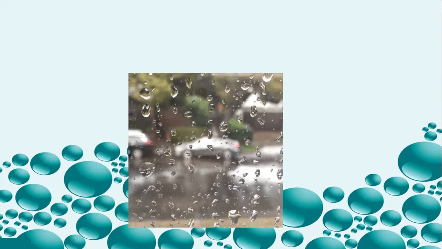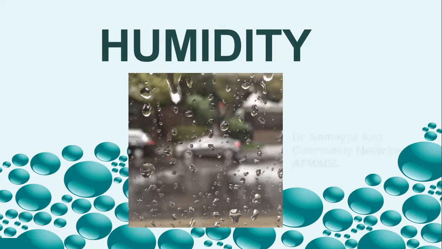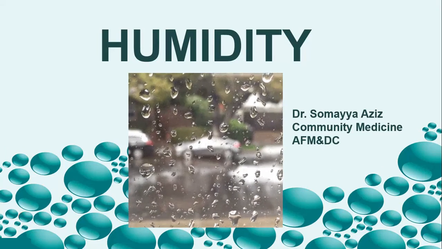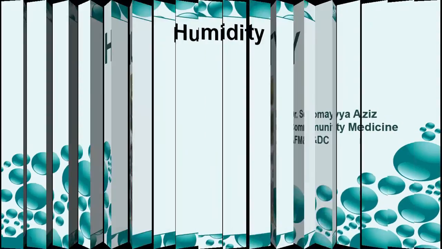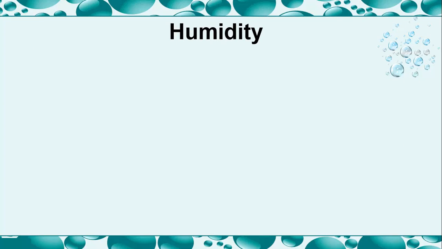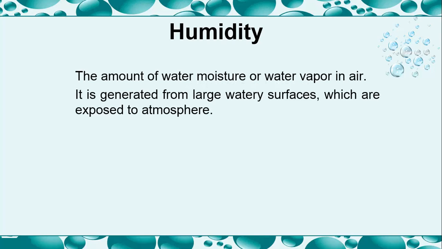Another important topic is humidity. Atmospheric humidity or moisture content of air is generated from large watery surfaces which are exposed to the atmosphere. Moisture is also added to air by living animals and plants due to their constant discharge of water vapor from the lungs or leaves. The moisture content of air can be expressed in different manners.